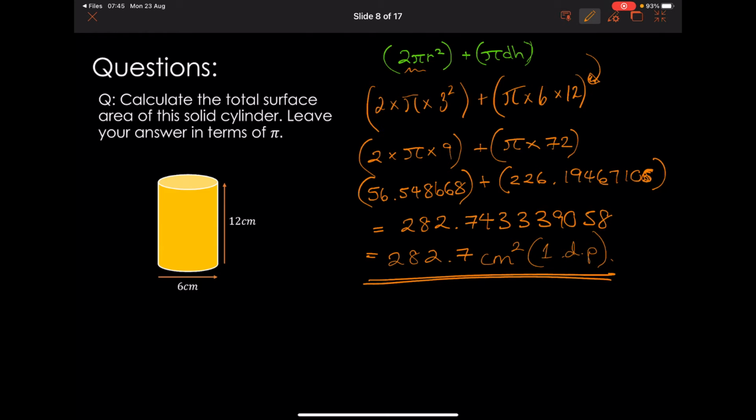If you can't remember the formula, remember this elongates out into a rectangle, so you've got to try and find this length, work out the area of the rectangle, and then work out the area of 2 circles. Okay? If you can't remember that, that's what you've got to do.